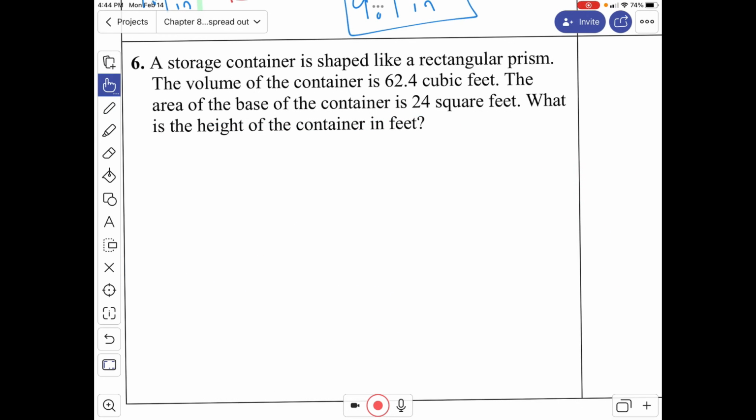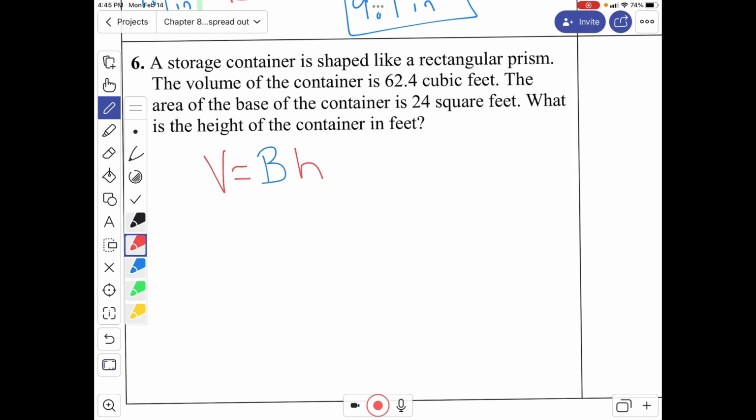Number 6. A storage container is shaped like a rectangular prism. The volume of the container is 62.4 cubic feet. The area of the base of the container is 24 square feet. What is the height of the container in feet? So again, let's start with our formula: volume equals area of the base times the height.